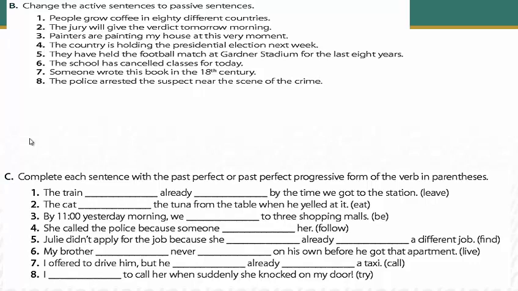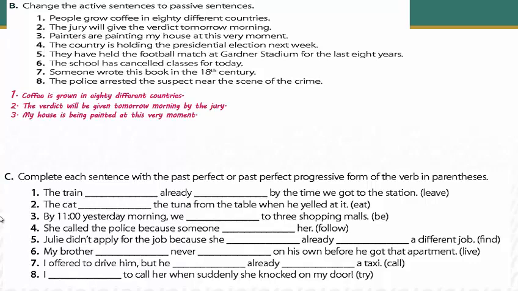Can you do it? Yeah, start with the object. Well said. Coffee is grown in 80 different countries. Yeah. The incident here is more important than the doer of the incident. The jury will give the verdict tomorrow morning, so the verdict will be given tomorrow morning by the jury. Right. Let's have a look. Coffee is grown in 80 different countries. The verdict will be given tomorrow morning by the jury.